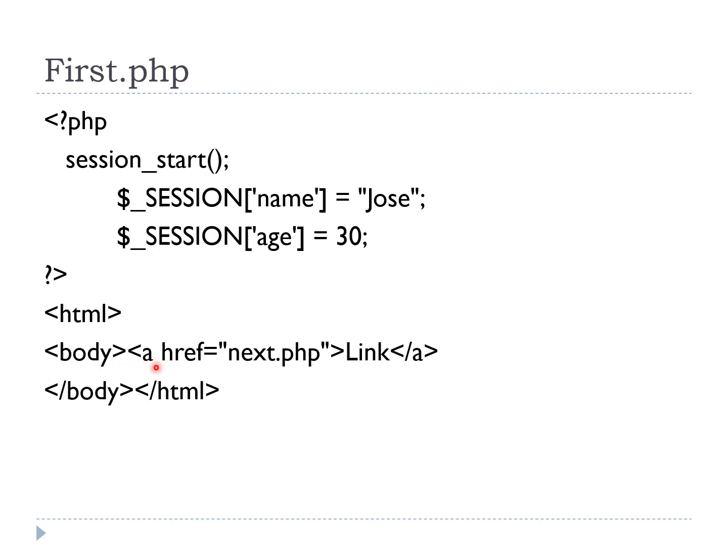Inside the body, a hyperlink anchor tag is specified. The hyperlink is set to a page called next.php. Then the body is closed and HTML is closed. So this is first.php. In first.php, the user sees a hyperlink on the web page. If you click that link, it will go to the next.php web page.